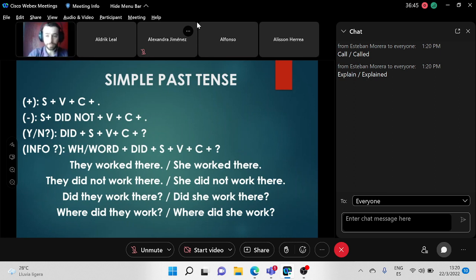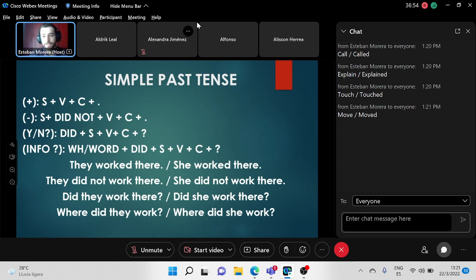Okay. Touch in the present, touched in the past tense. Regular verb. Move in the present, moved in the past. Regular verb. Last example: participate in the present, participated in the past. All of them are examples of regular verbs, because if you pay attention to the past tense of those verbs, they have ed, right? It is very simple.